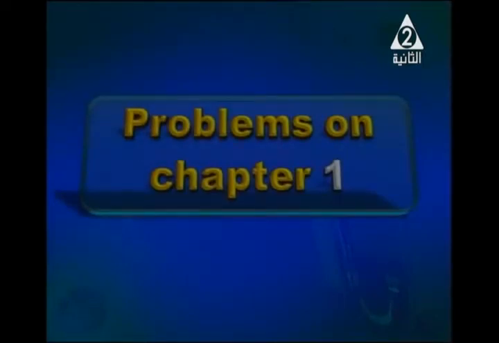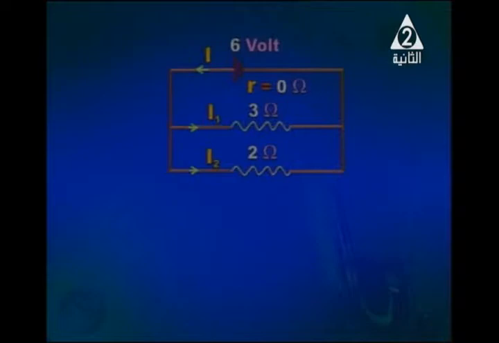Problems on chapter 1. We'll start with very easy problems. Okay, what about the first problem? In front of you, we've got a circuit, a battery, and two resistors, 3 ohm resistor and 2 ohm resistor.